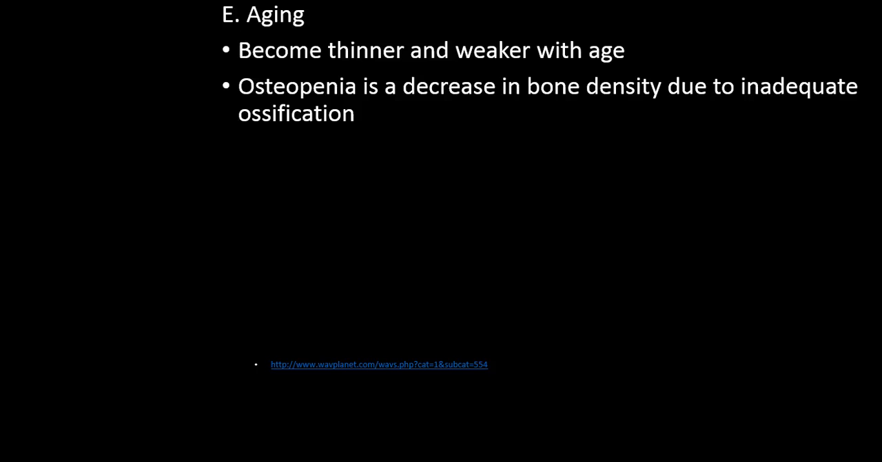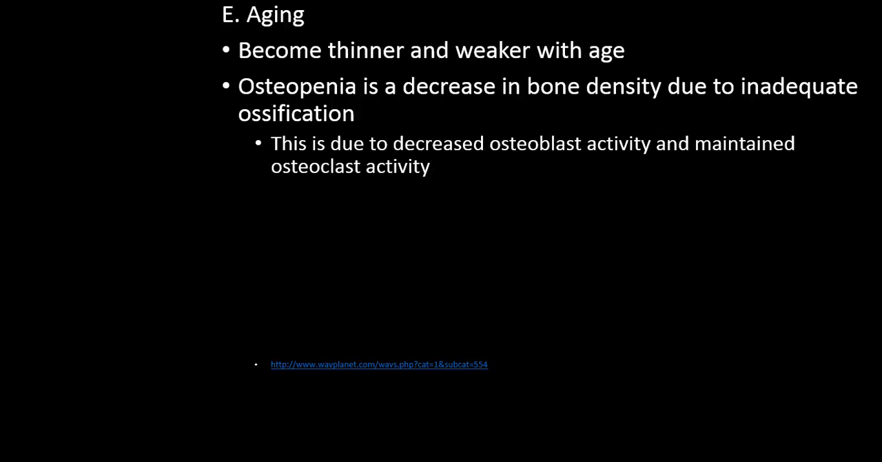Okay. Now let's talk about the effects of aging. You know there is a higher incidence of broken bones the older people get. As you become older, your bones actually become thinner and weaker with age. Osteopenia is the natural decrease in bone density due to inadequate ossification. Basically, your remodeling process slows significantly to the point where you don't really respond to stimulus or stress anymore, and you have a decrease in bone density, and bones become thin and weak.